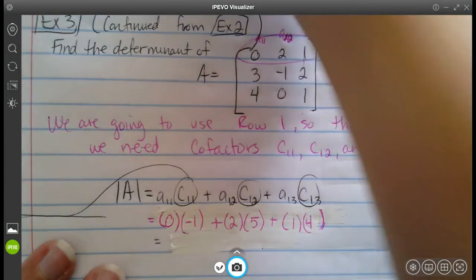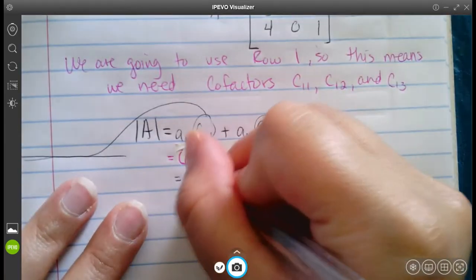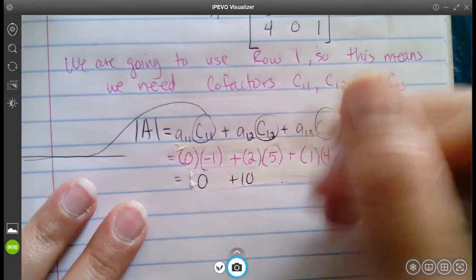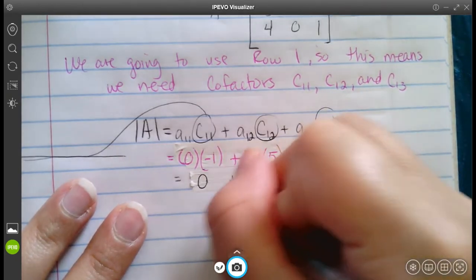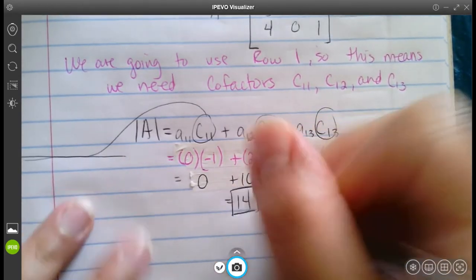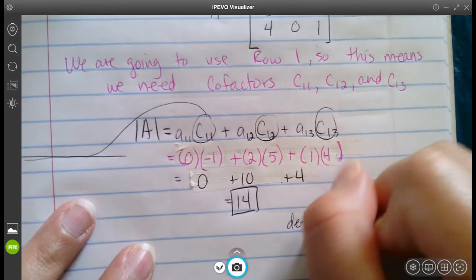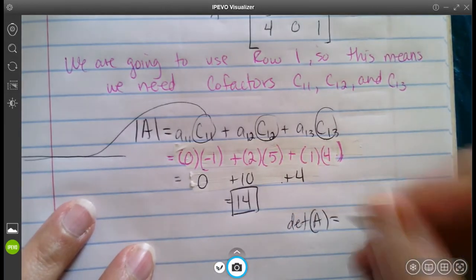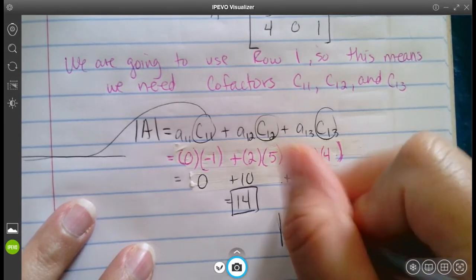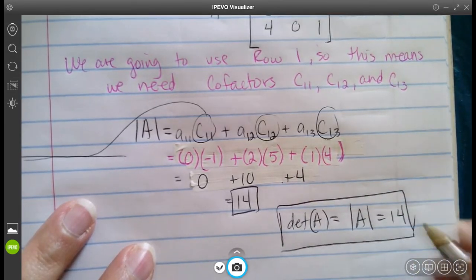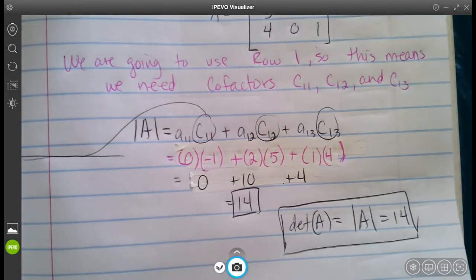Then we just simplify it. This gives me 0 plus 10 plus 4. 0 plus 10 plus 4 is equal to 14. So the determinant of A, which we can also notate like this, is equal to 14. And we're done. That's it, guys. If you have any questions, let me know.